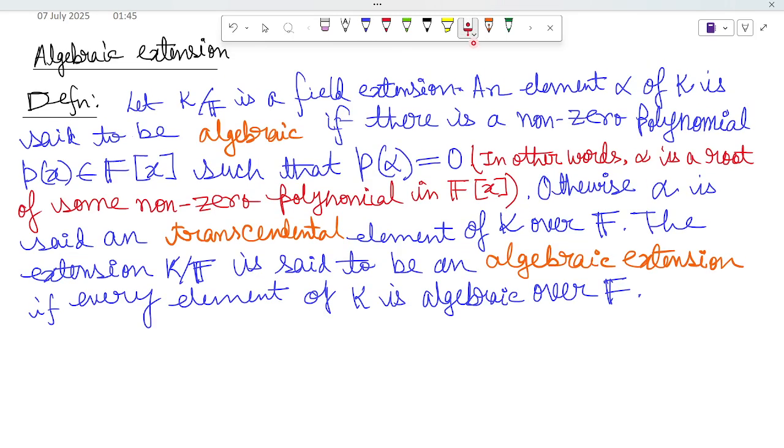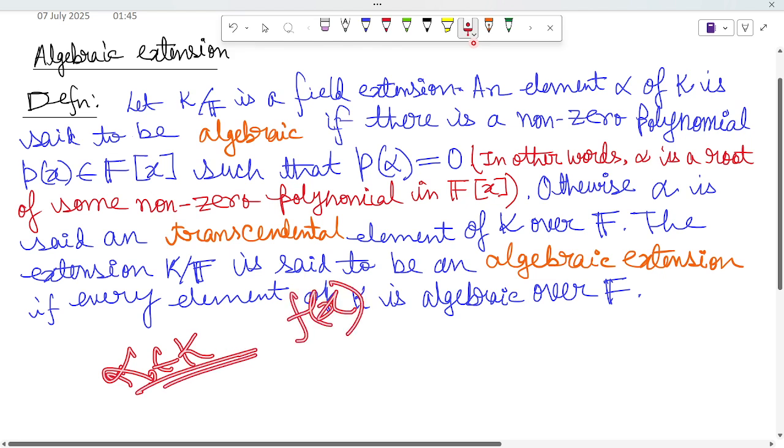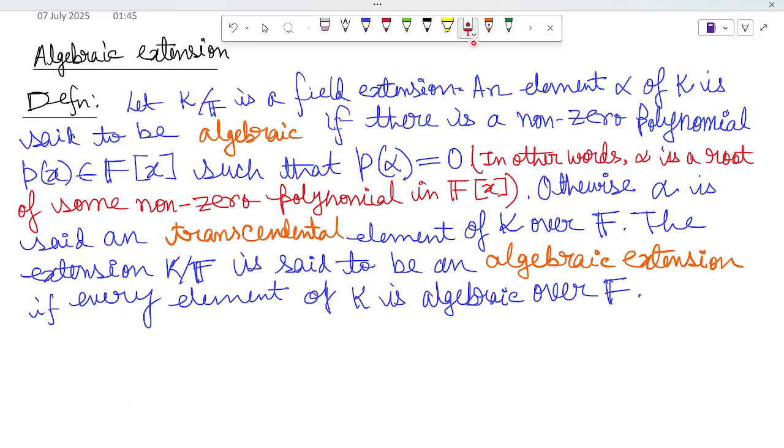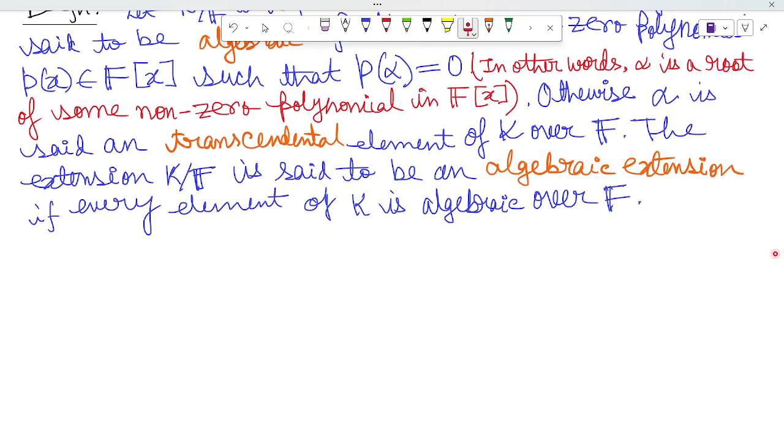So remember that every element means if alpha is an element of K, then alpha satisfies f(x). Beta is another element of K. Beta satisfies, suppose, g(x). Then f and g might not be the same. Algebraic means they need not satisfy the same equation, but some equation. There exists some non-zero polynomial whose root they are. Okay, so first I want to give some trivial examples.